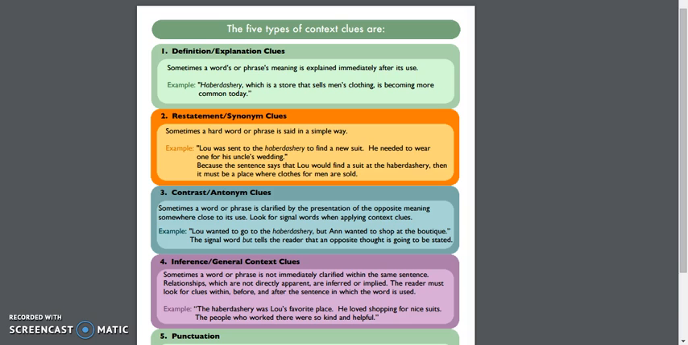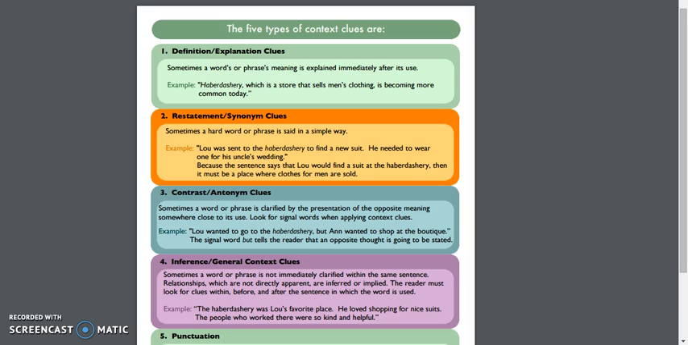"Lou wanted to go to the haberdashery, but Anne wanted to go shop at the boutique." The signal word "but" tells the reader that an opposite thought is going to be stated. So if Lou wants to go to the haberdashery, but Anne wanted to go to the boutique, it tells you that it's going to be something different than what Anne wanted to do. Somewhere not where Anne would want to shop.